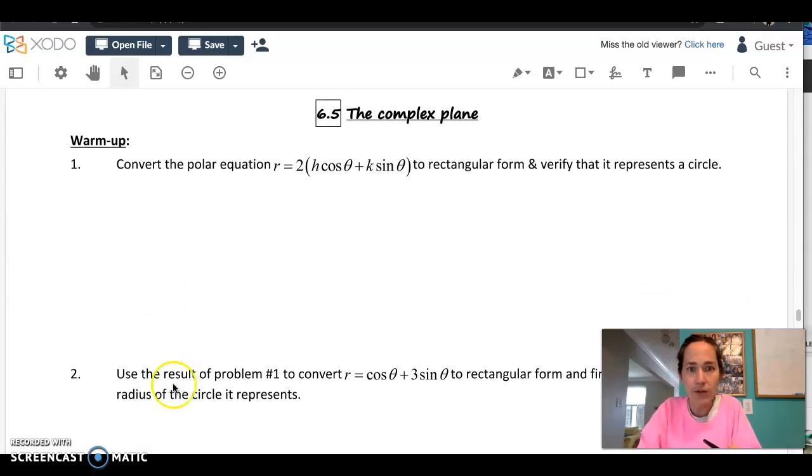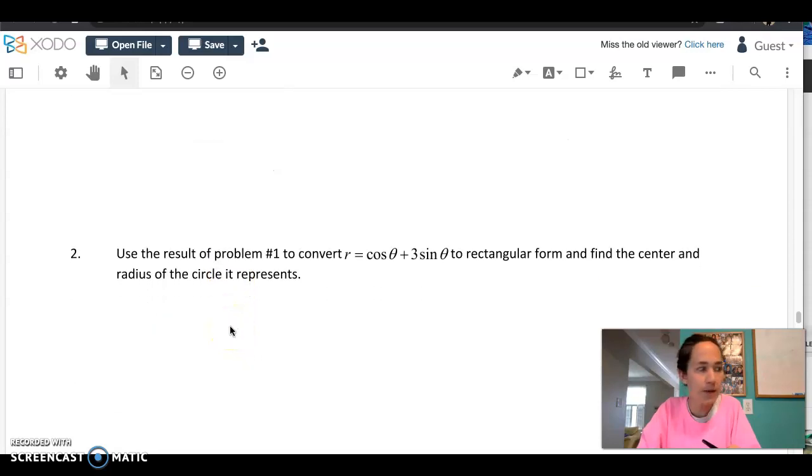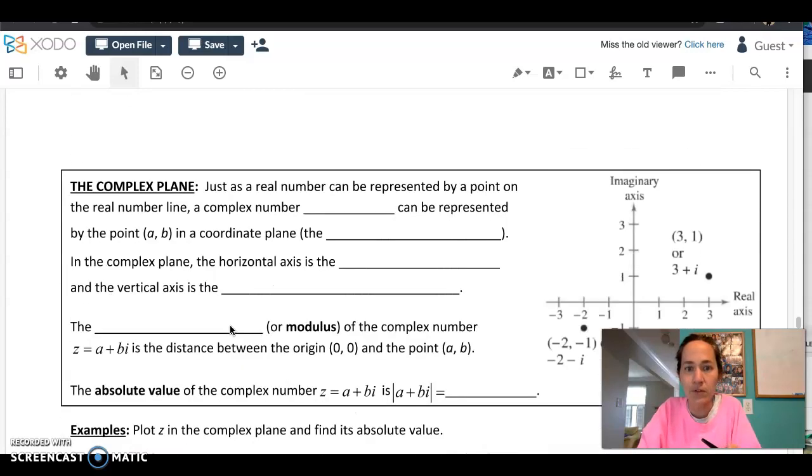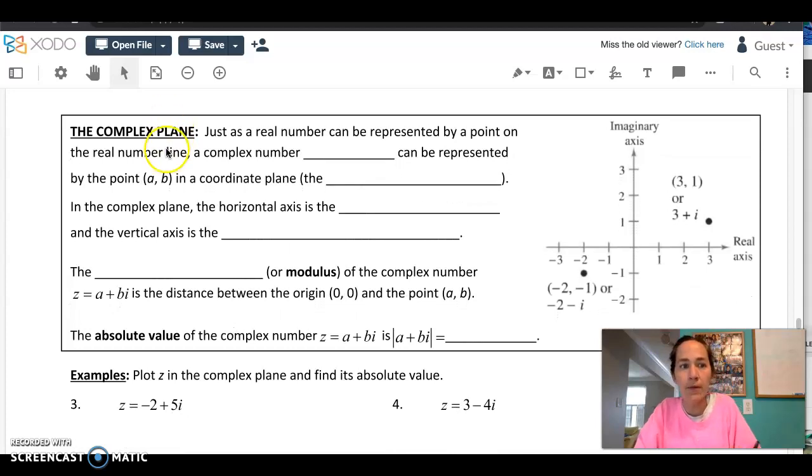At the top here, we've got a little conic section warm-up. I actually want to skip down on page 12 of the polar packet to the middle of the page where we see a picture of the complex plane.